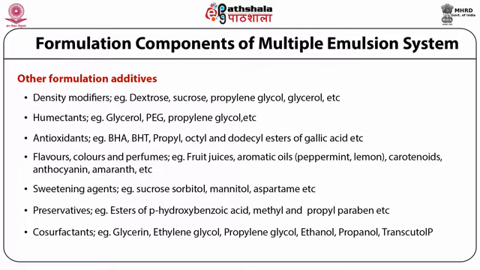Organoleptic additives comprise sweetening, coloring, and flavoring agents. Some commonly used sweetening agents are sucrose, sorbitol, mannitol, and aspartame. Flavoring agents also play an important role, in addition to taste masking of multiple emulsion systems. Commonly used flavoring agents are fruit juices, aromatic oils, peppermint, lemon, and carotenoids, and so on.